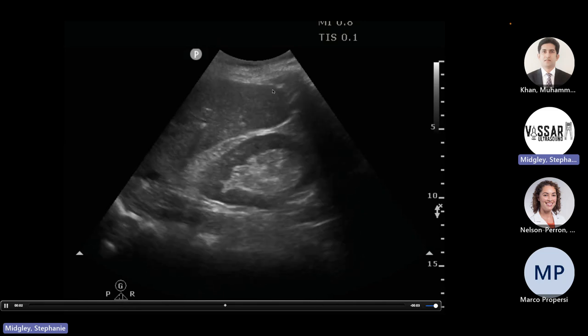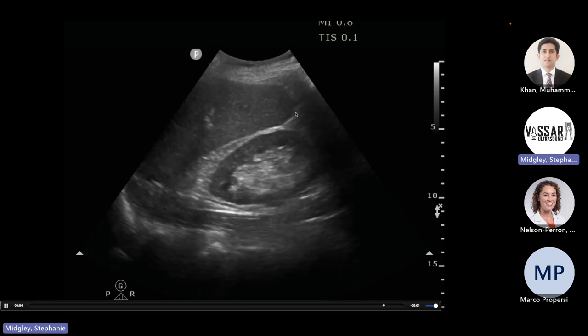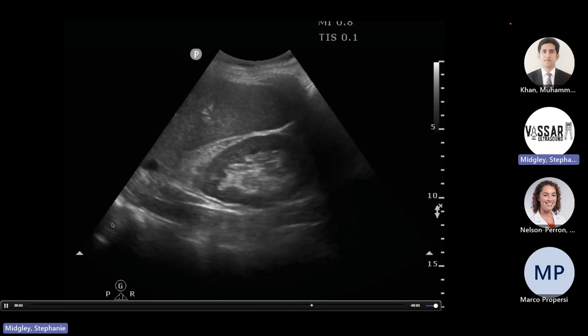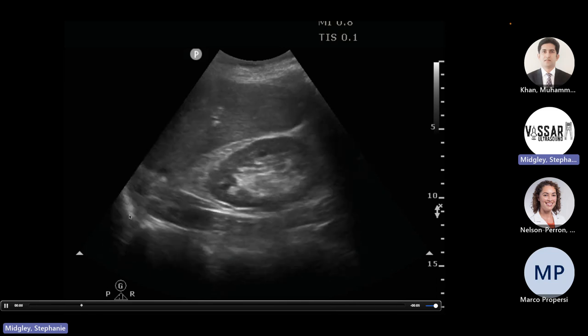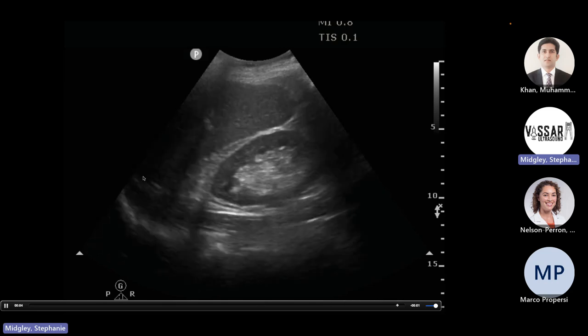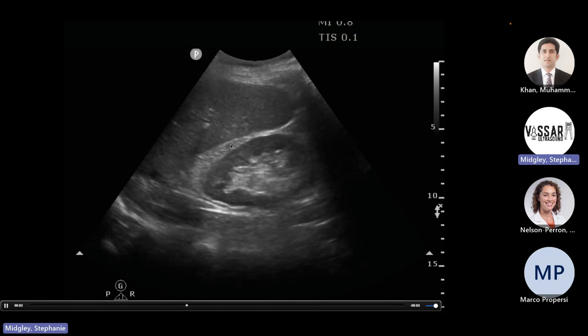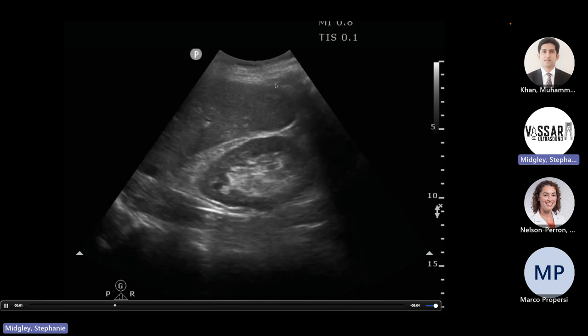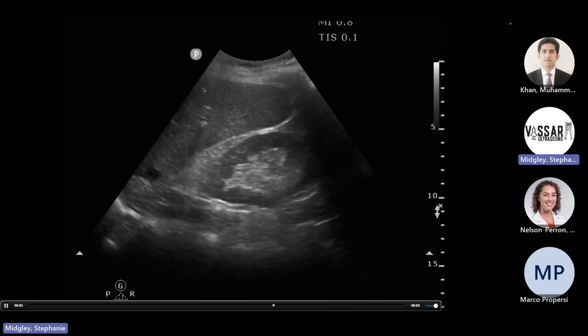Again, some FAST exam. This is our left upper quadrant. We're looking above the diaphragm. I don't really see anything. I don't see a great view above it. That's okay. I'm tracking. I don't see below it very well either. I'm tracking in between. I don't see any free fluid. I'm tracking that inferior tip of the spleen and tracking above. And I don't see anything there.